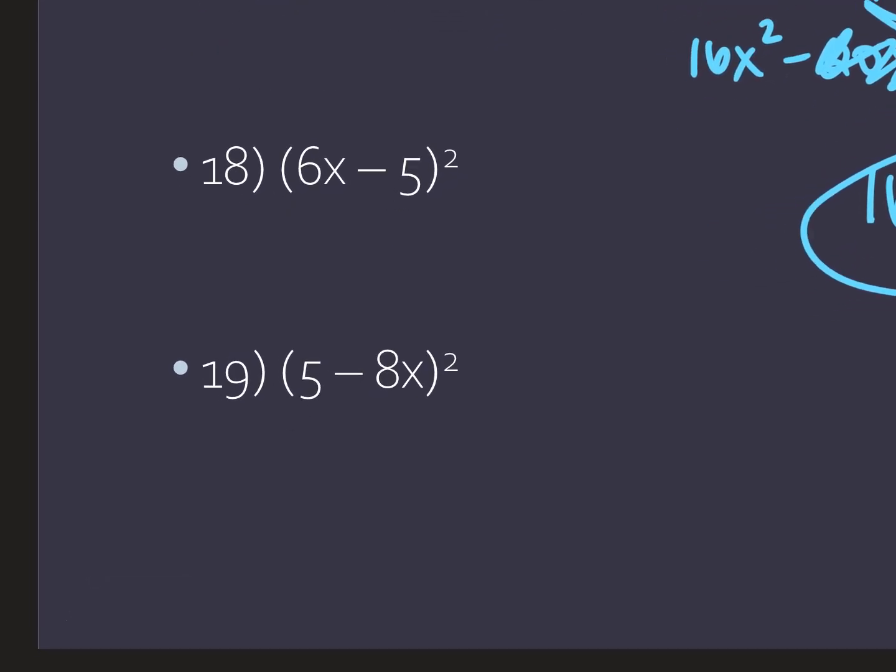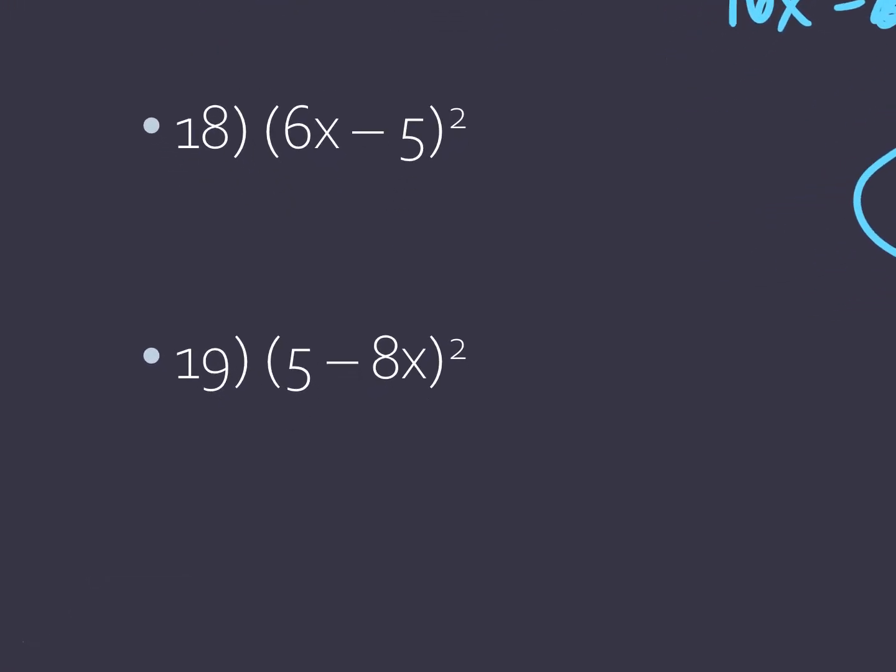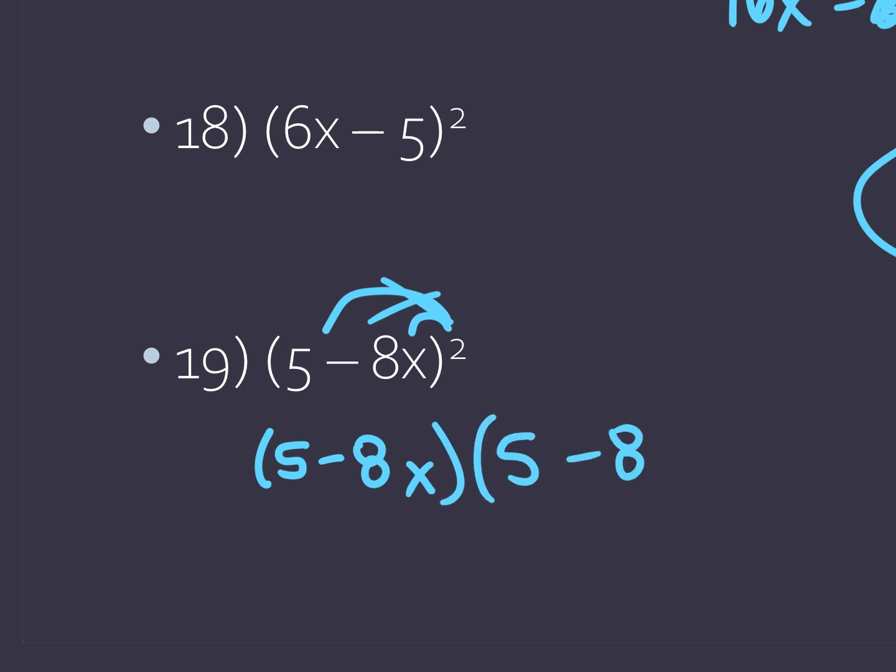What does 19 say? Do I take this 2 and just distribute it here and there? No. You do not do that. What do I do? I write this parenthesis twice. That says 5 minus 8x quantity squared. That means I write 5 minus 8x 2 times. If you want to rewrite it as negative 8x plus 5, you can, but you don't have to.